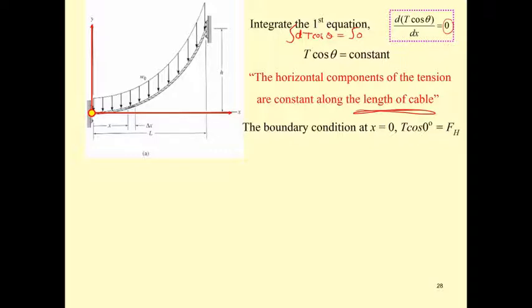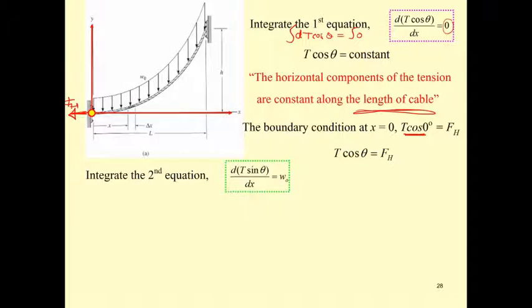So actually, if you find this here at cos 0, you will get this as F sub H. So what you get is T cos θ equal to F sub H. Okay, and next, for the second equation, you do the integration.